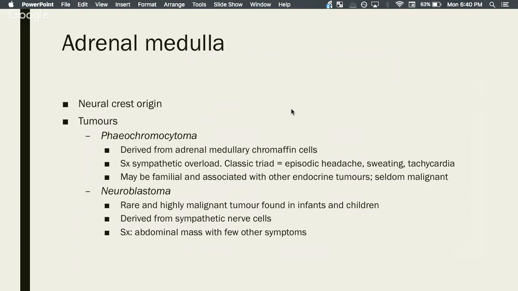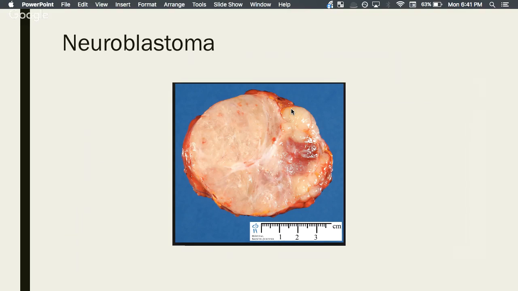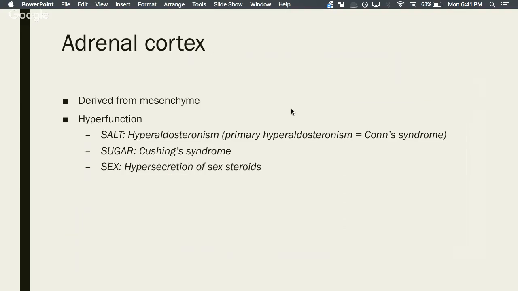And neuroblastomas, that's your classic picture of a kid who has an abdominal mass with very few other symptoms. And yeah, that's basically that, but that's more for next year. So this is what they look like. It's lovely. And neuroblastomas.